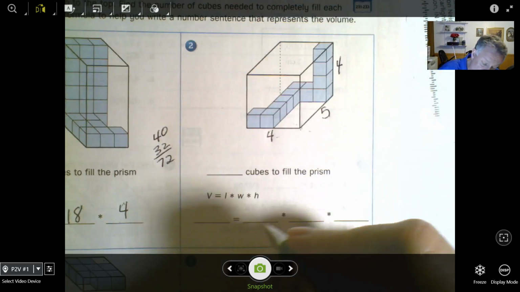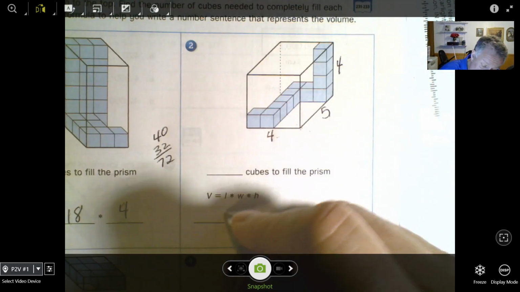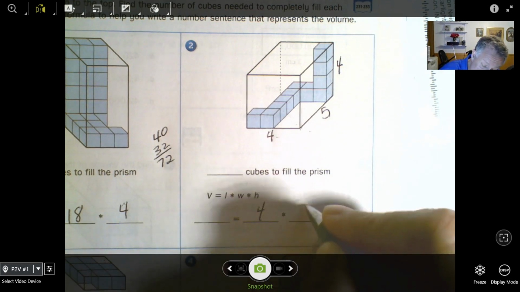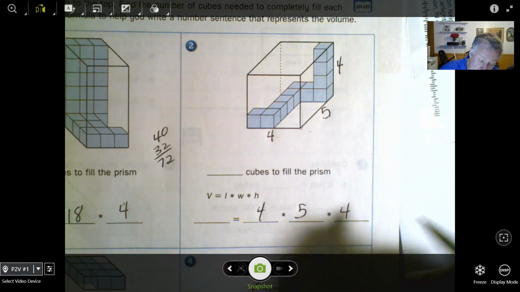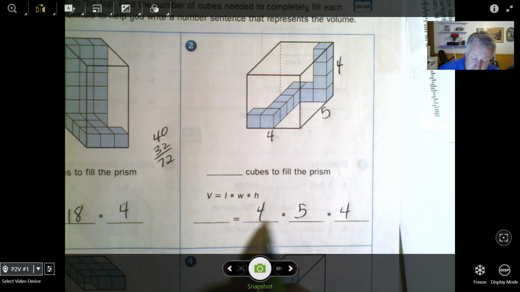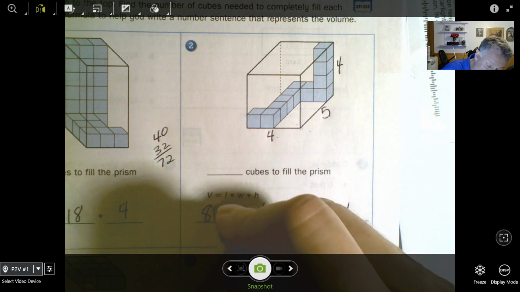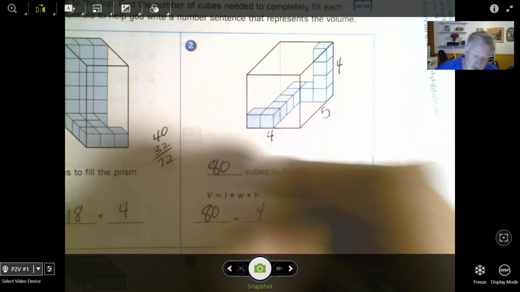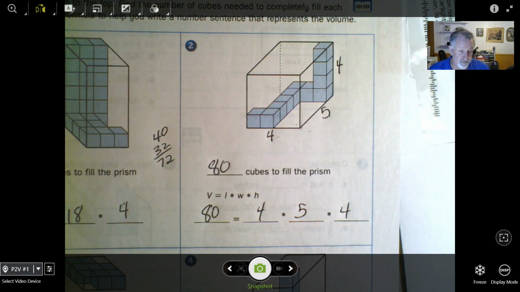Well, let's put the numbers in. So the volume equals 4 times 5 times 4, and I'm going to do the 4 times 5 first to get 20. 20 times 4 is 80. So 80 cubes to fill the prism.